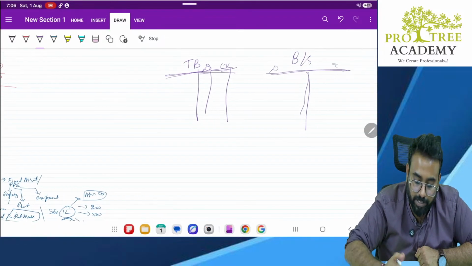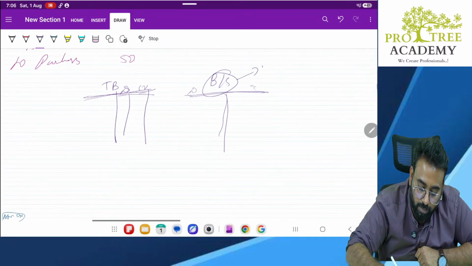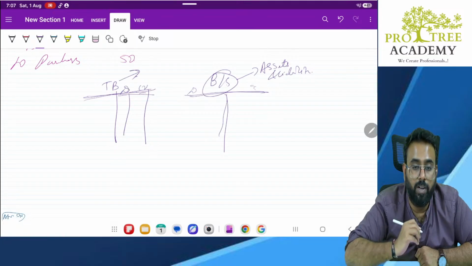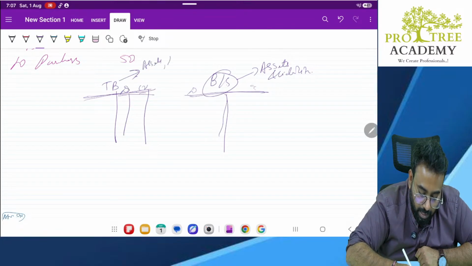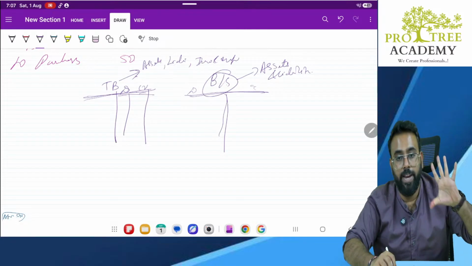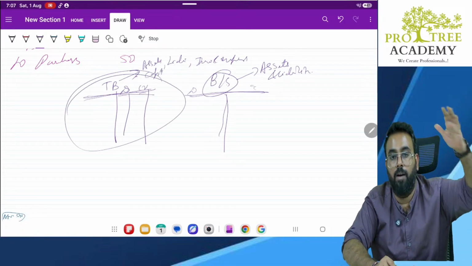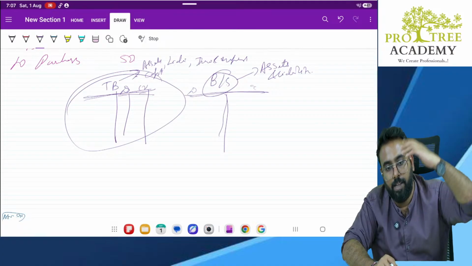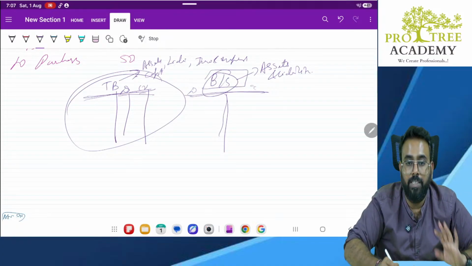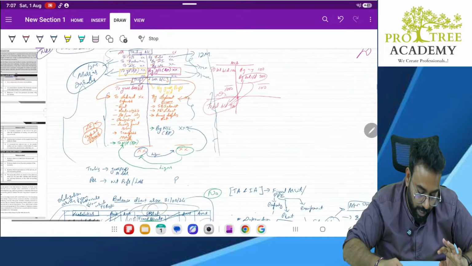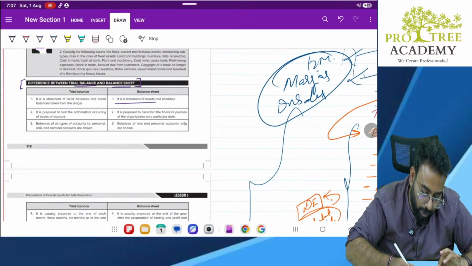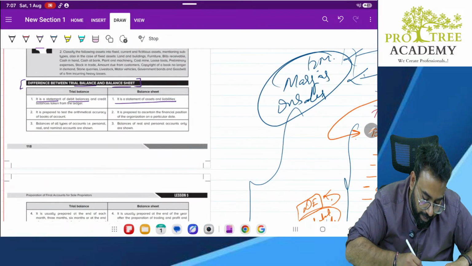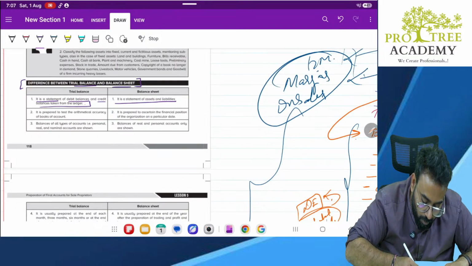Sir, the simple differences are: in balance sheet, what are the items that will be shown? Assets and liabilities. In trial balance, what are the items that will be shown? Assets, liabilities, income and expenses. Even your capital account is also shown. So trial balance is a summary of all the transactions, whether it is income, expenses, asset, liability, capital, everything comes under trial balance. Whereas under balance sheet only assets and liabilities. Of course capital account will come. So it is a statement of assets and liabilities. It is a statement of debit balance and credit balance taken from the ledger of all accounts.